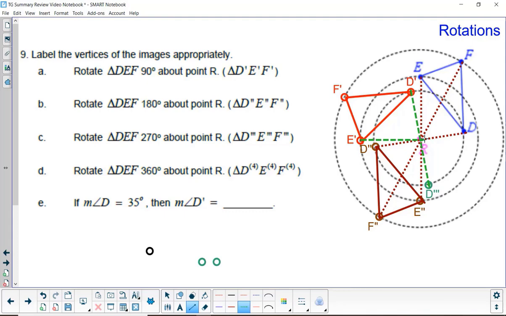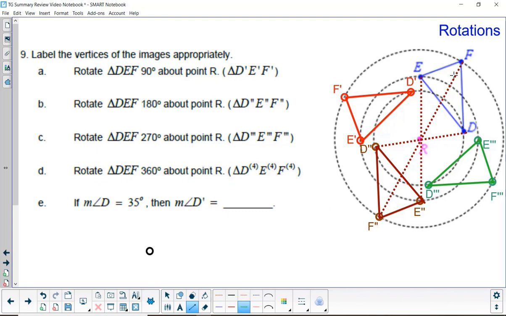Similarly, E prime across through R to the second circle and drag that over there to be E triple prime. And then F prime across through R to the outside circle. And that'll be F triple prime right there. And that's part C there.